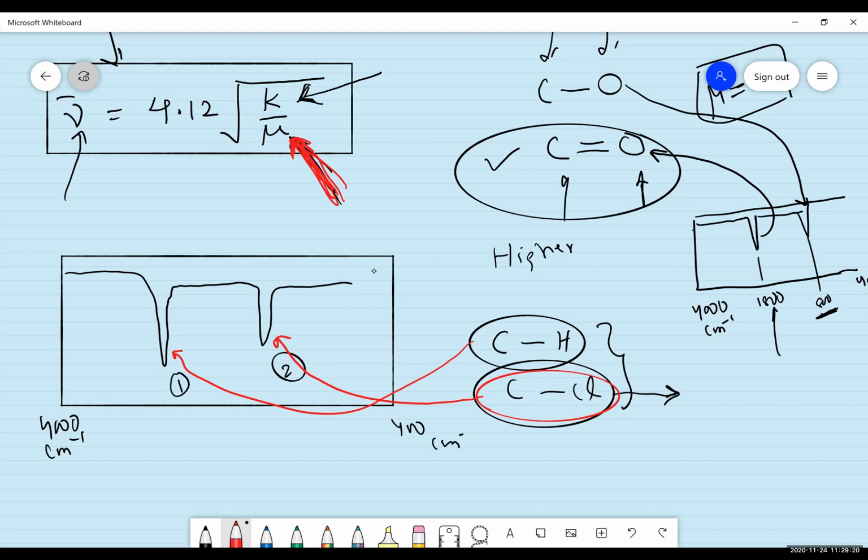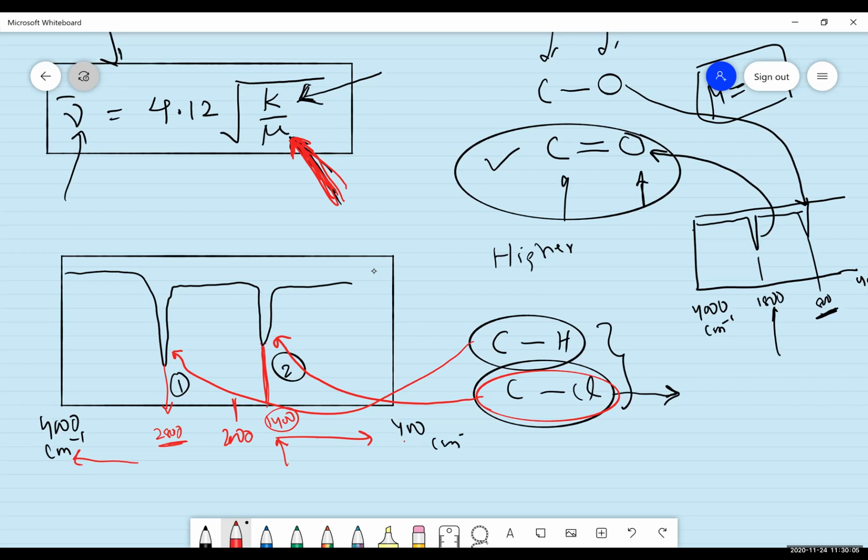Okay. Now 2 is here. So remember, this side is 400 and this side is 4000. So maybe this is 2000, right? So this number will be, if I have to guess, 2800 maybe? Is a good estimate? Yeah, seems about right. This would be maybe 1400. I'm just guessing, right? So that's the smaller wave number. And we just said that higher mass means smaller wave number. So that's how I interpreted that number 2 belongs to CCl and number 1 belongs to CH.